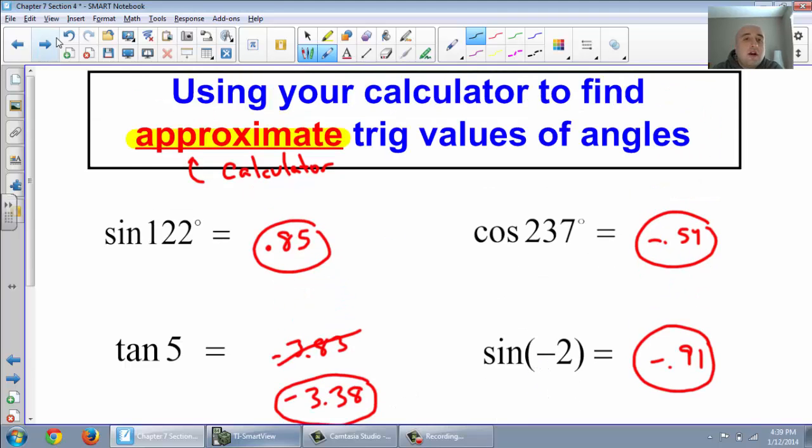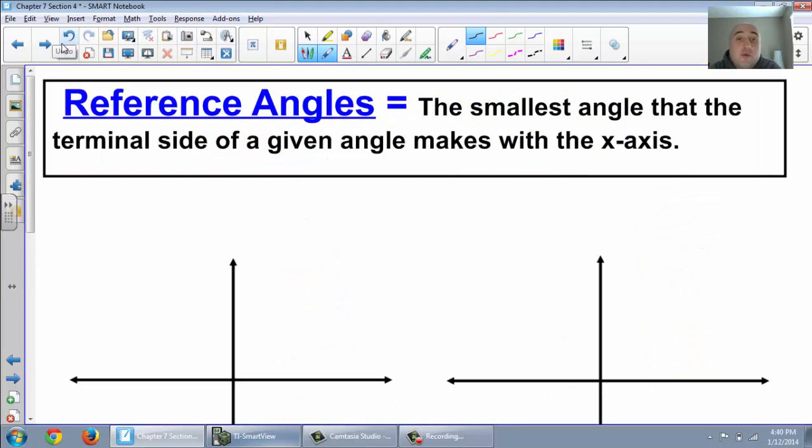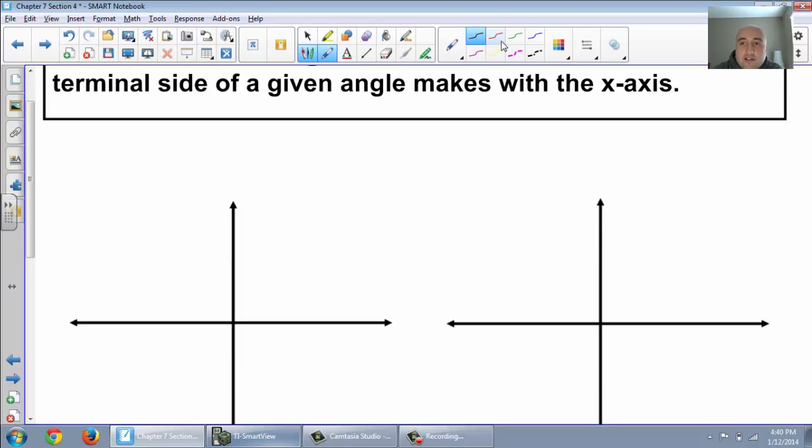Okay. So now we need to figure out how we actually find exact answers. We need to be able to find a reference angle. This is a very important word. You need to be able to find a reference angle for the rest of this chapter. It says the smallest angle that the terminal side of a given angle makes with the x-axis. Now that probably isn't going to make a whole lot of sense.